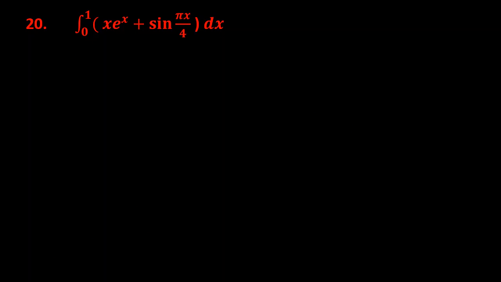Now let me solve question number 20. Here lower limit is 0, upper limit is 1, and the function here is x e to the power x plus sine pi x by 4. So let us split this integration. First one is limit 0 to 1 x e to the power x dx plus integration 0 to 1 sine pi x by 4 dx. So we have to integrate them separately.